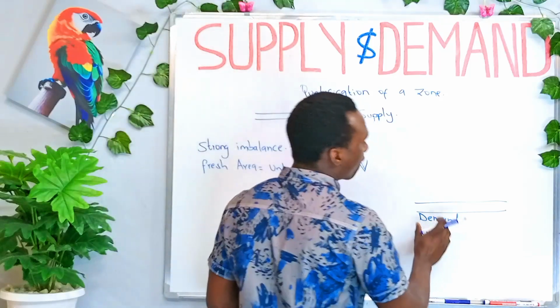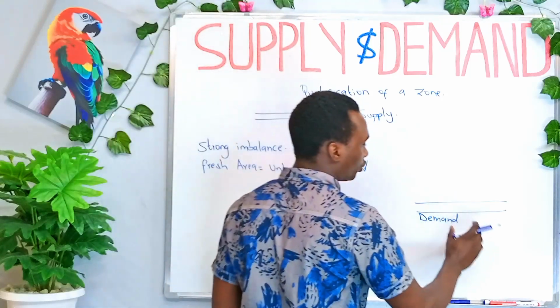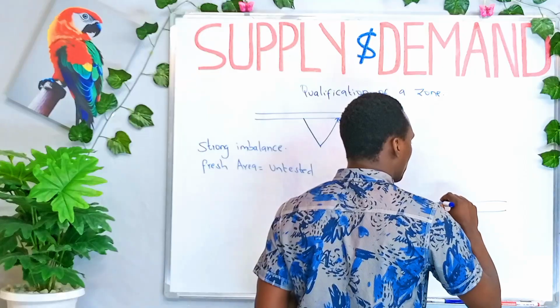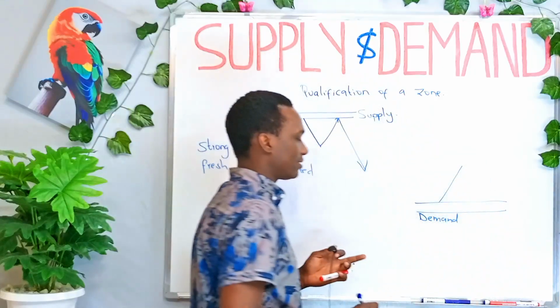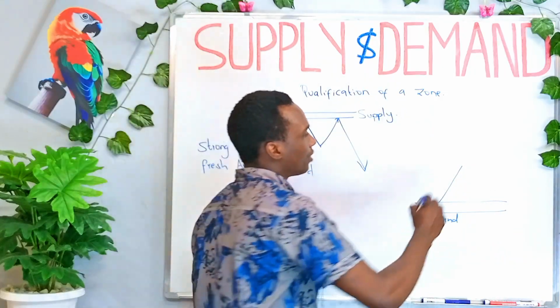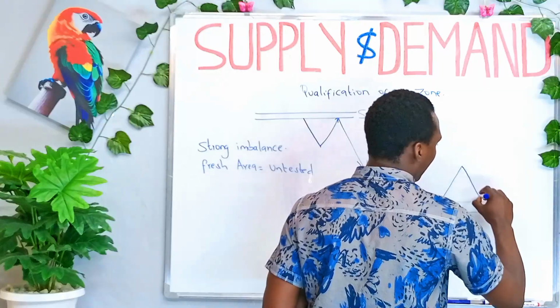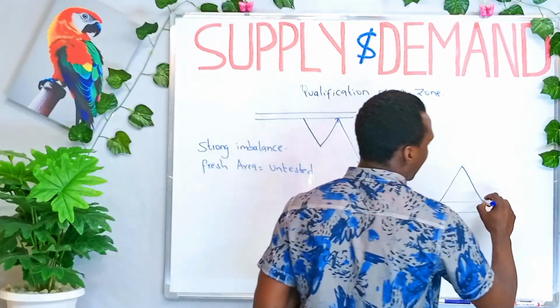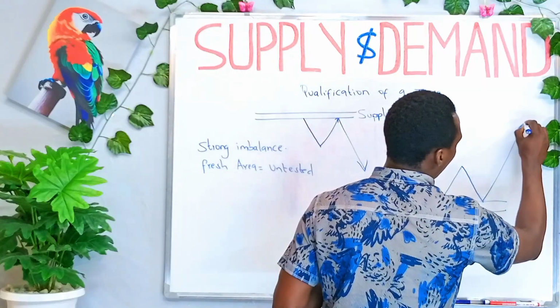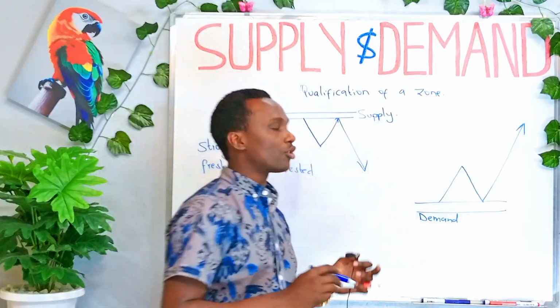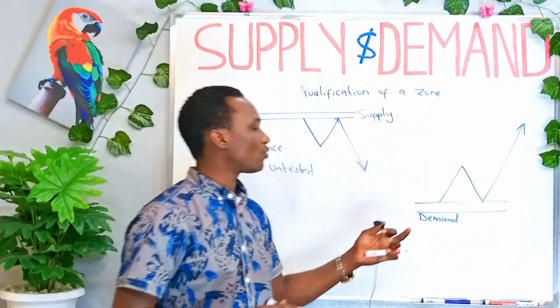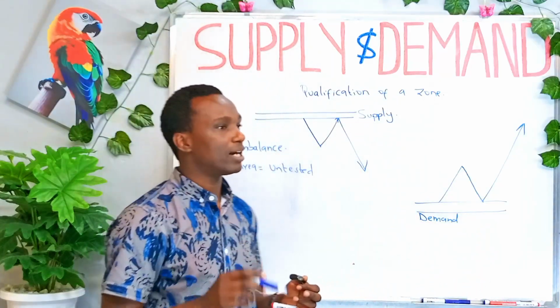In this case, for a demand zone to be true, we need to see a very strong imbalance, an upward move, followed by a fill of that same imbalance, a retest, and a strong move up. So this is what can qualify this to be a true demand zone.